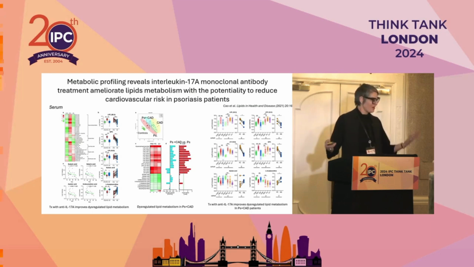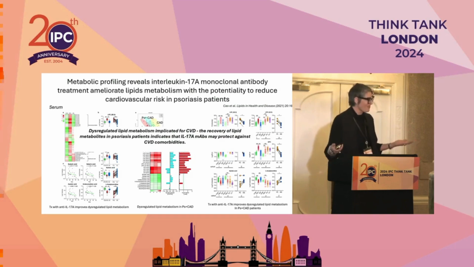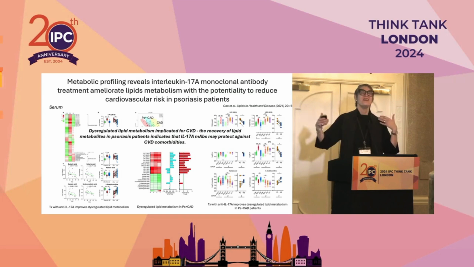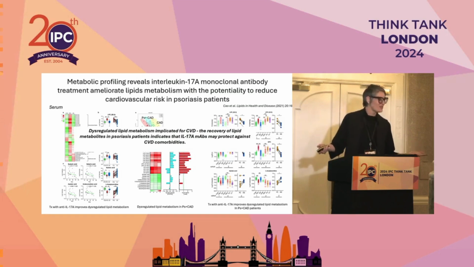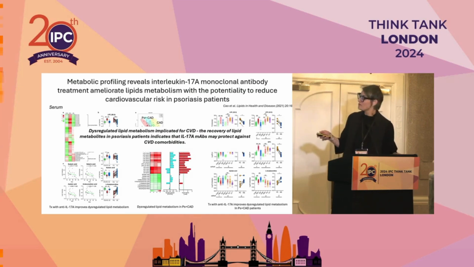So not surprisingly, what they derive from this is that dysregulated lipid metabolism is involved in cardiovascular disease. If you treat psoriasis patients with antibodies against IL-17A, the lipid metabolism sort of normalizes, and this suggests that if you treat the patient with this drug, maybe you will prevent or improve the comorbidity. So, an application of metabolomics.